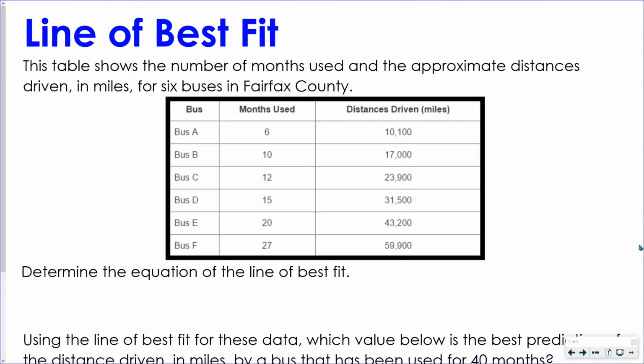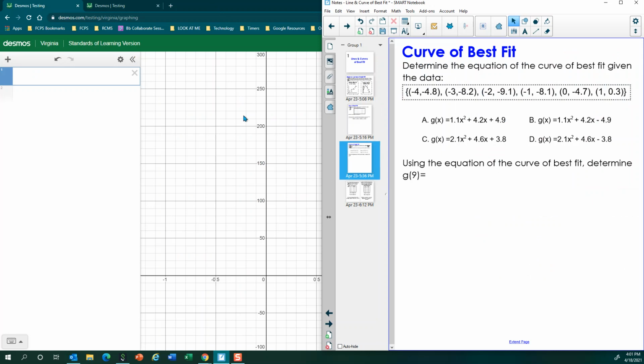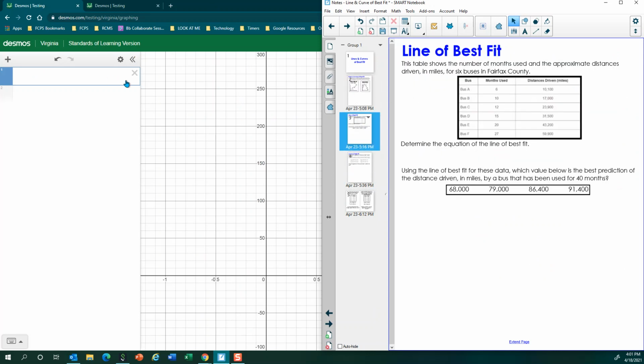So first we're going to look at our line of best fit, and we have some data here showing the number of months used and the approximate distances that were driven in miles for different buses in Fairfax County. And the first thing that we want to do is determine the equation of the line of best fit. So in order to do that, we're going to come into Desmos. I'm going to split my screen here so we can see both these things at once.